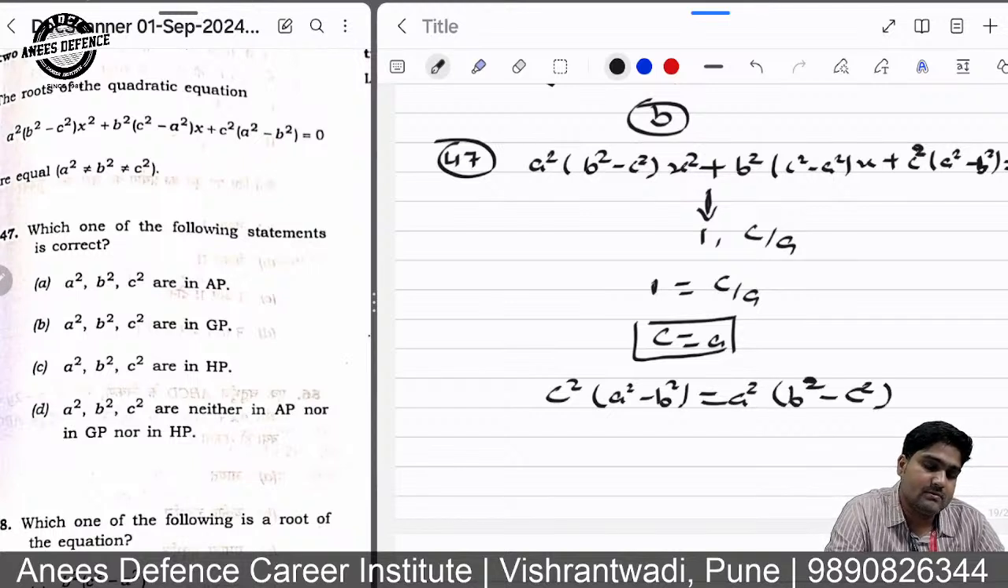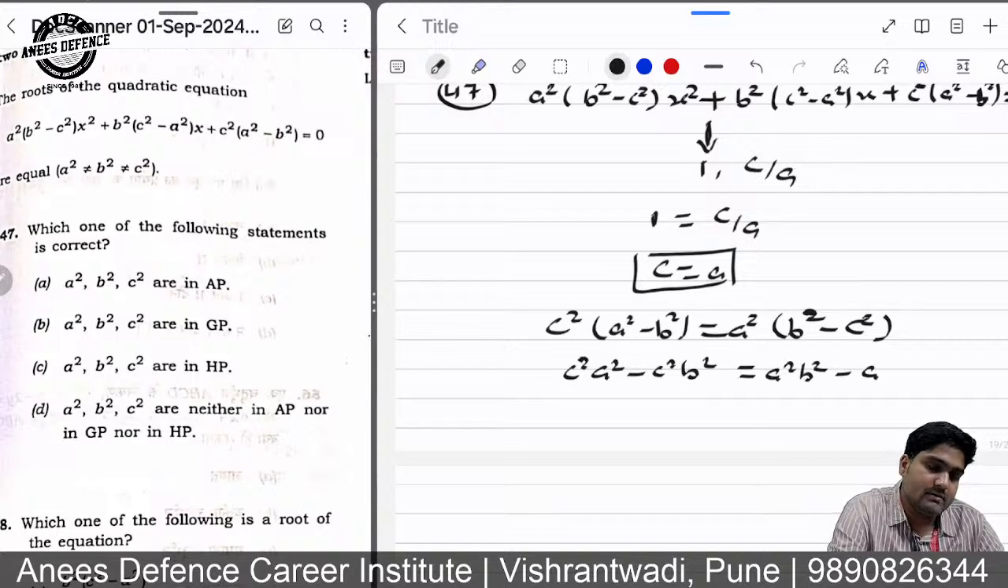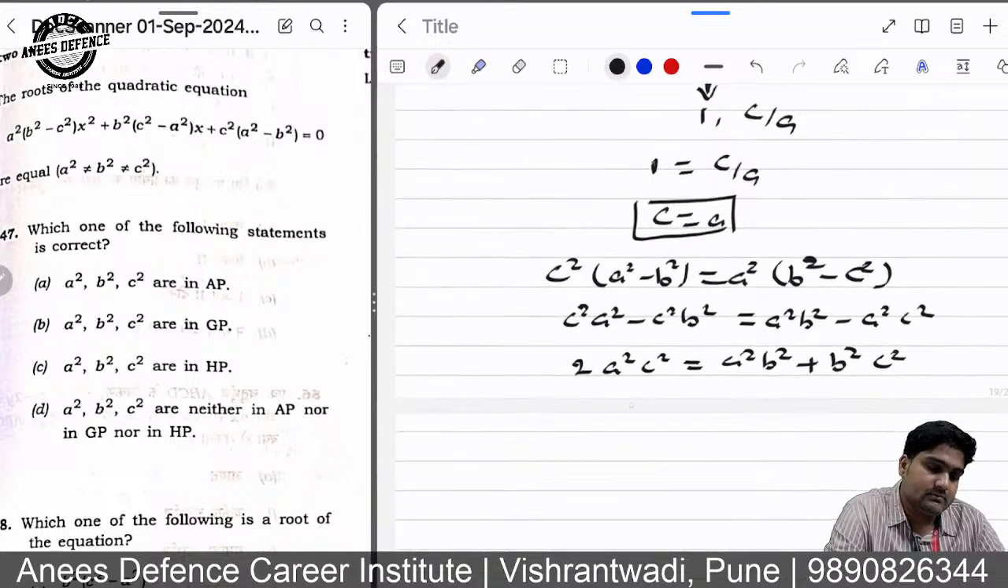Okay, now simplify these expressions. So c square a square, c square b square, a square b square, a square c square. Now take a square c square to the LHS. So 2 times a square c square equals a square b square plus b square c square. Now divide by a square b square c square. So it is 2 times 1 by b square equals 1 by a square plus 1 by c square.